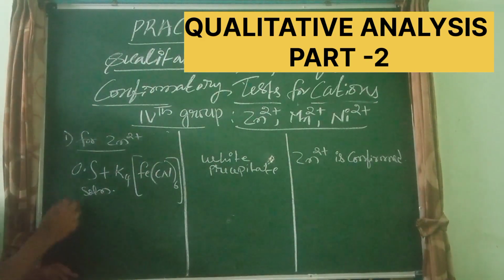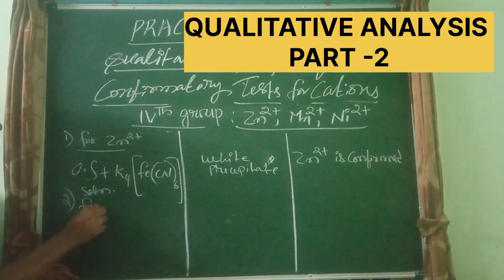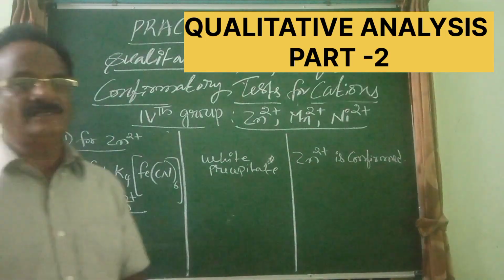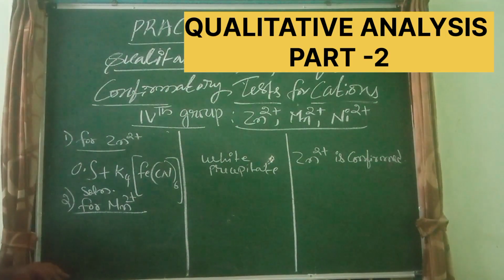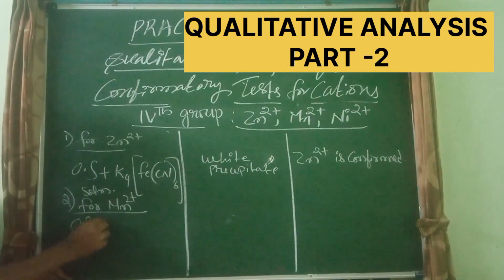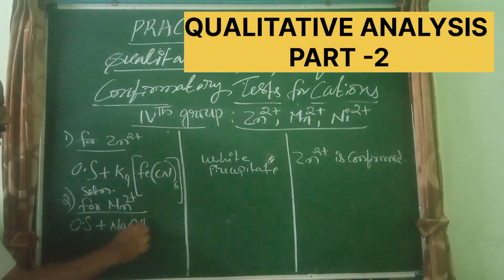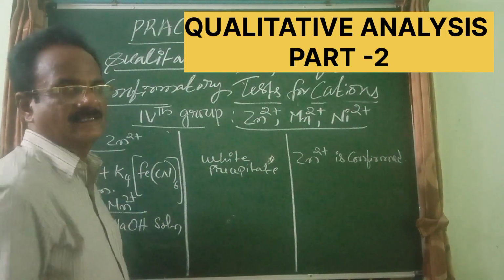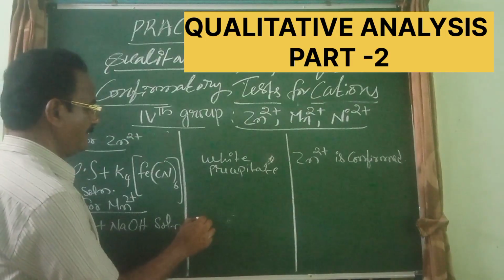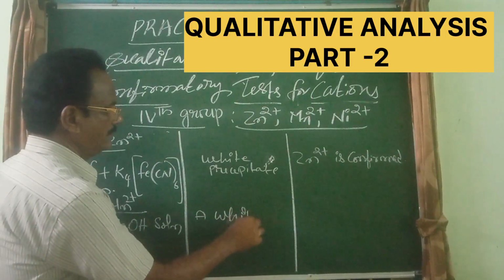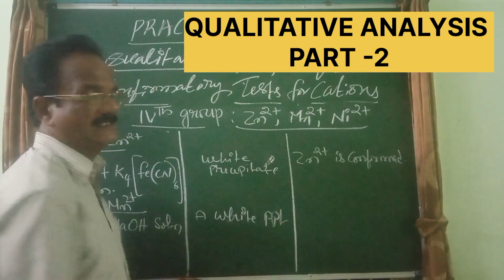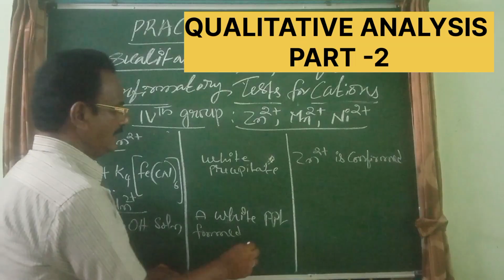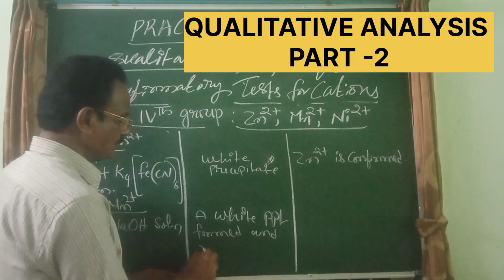Okay, let us go for manganese. For Mn2+ ion, manganese ion it is. So here original solution is added with NaOH solution. If there is manganese in the given salt, at first a white PPT is formed. A white PPT, PPT means precipitate, formed and rapidly turns to brown.